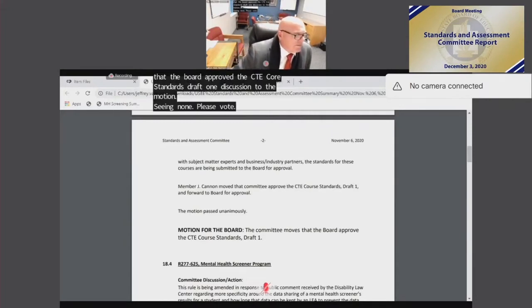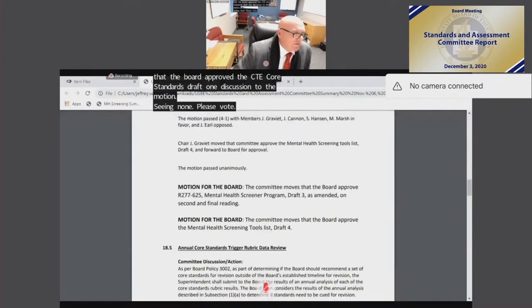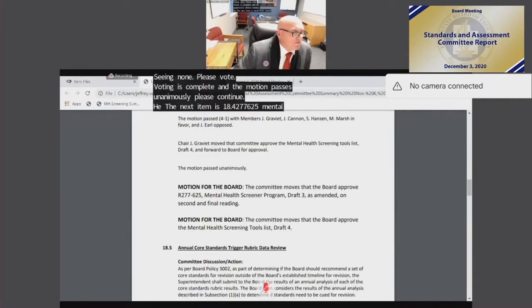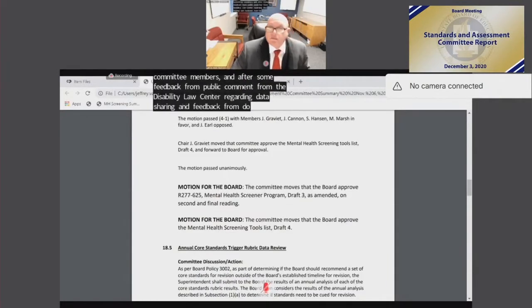Okay, the next item is 18.4, R277-625 mental health screener program. This is the result of so much work by staff and committee members. After some feedback from public comment from the Disability Law Center regarding data sharing, and feedback from DUSAMA about definitions with mental health screener and mental health services, we have two motions for the board. The first one is this. The committee moves that the board approve R277-625 mental health screener program draft 3 as amended on second and final reading.